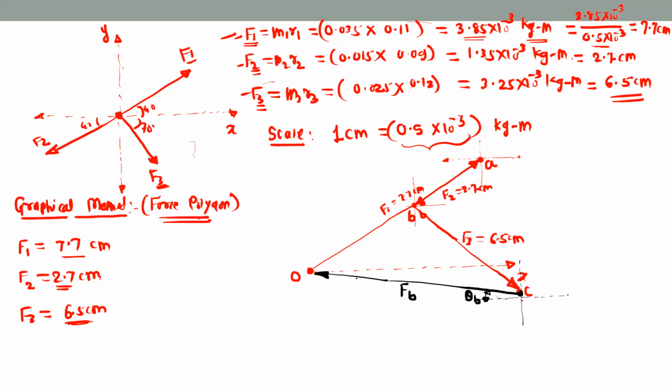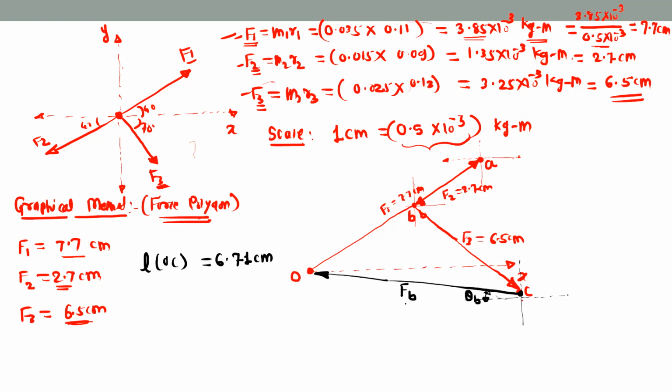So from this, you measure the vector OC. So the length of OC is, from my calculation, 6.71 centimeter. Okay, you can check this answer. Draw the polygon and then measure the length OC. So it is 6.71 centimeter.